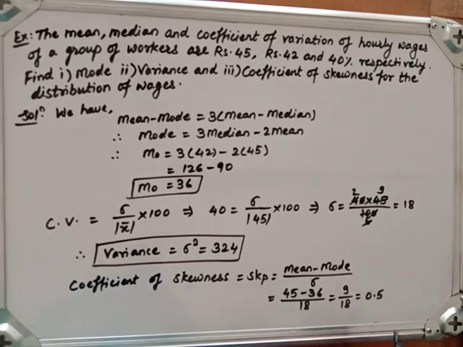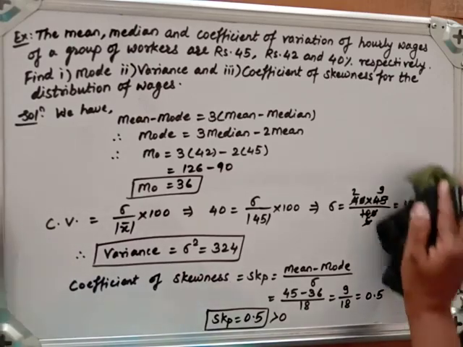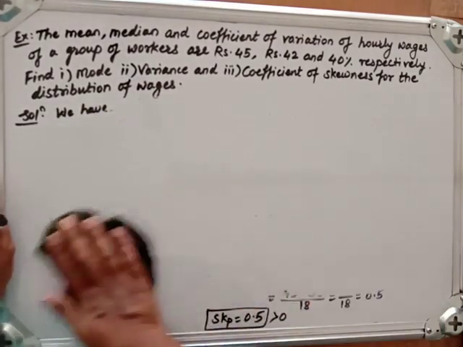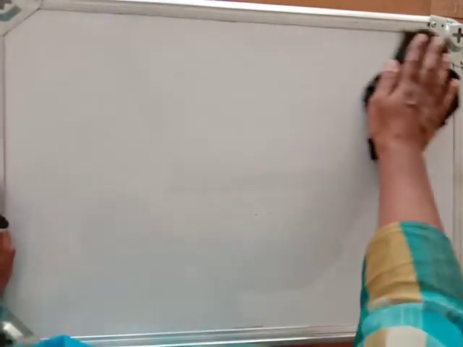0.5. So as such we can easily determine this. Karl Pearson's coefficient of skewness is 0.5 here. It is positive, means distribution is positively skewed. As such we can determine the required things. Whatever is asked of us, we can easily determine from the given things. Now the next example.